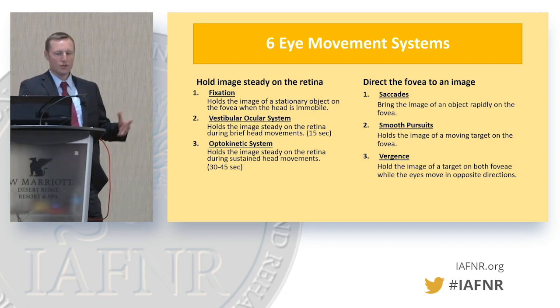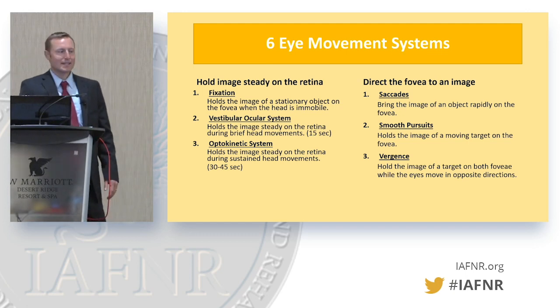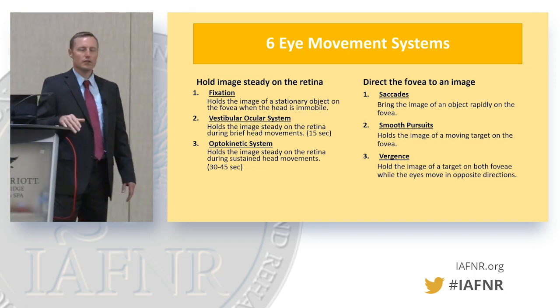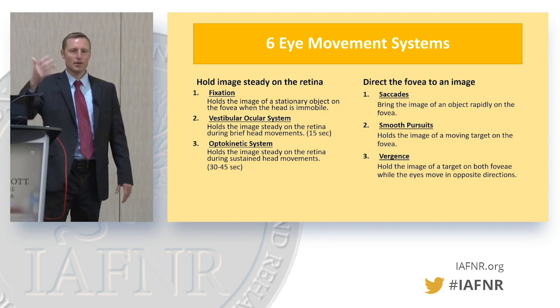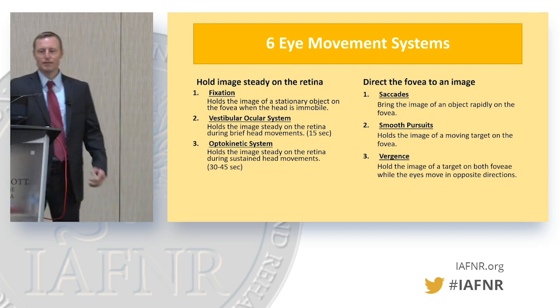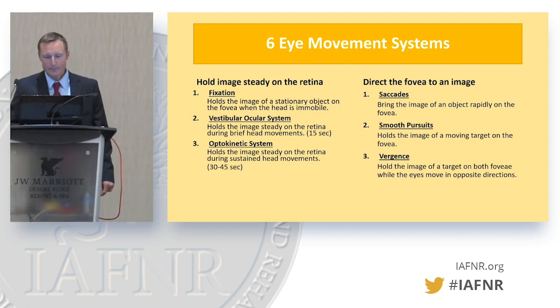Beyond that, you're going to start engaging an optokinetic response. The optokinetic system holds the image steady on the retina during sustained head movement. This is what we get if you're in a car and you're looking out the window and the car is moving forward and you're seeing houses or maybe other cars moving down that way. That's the optokinetic system. It gives you a sense of movement, but through visual perception.